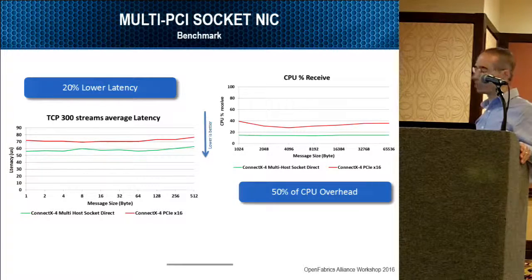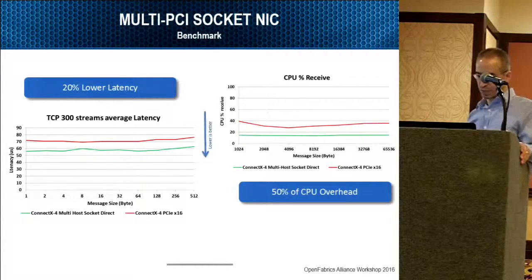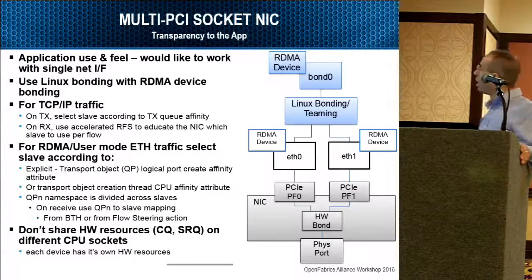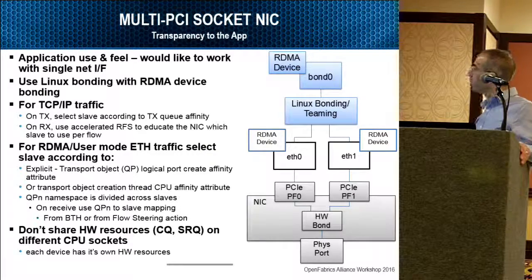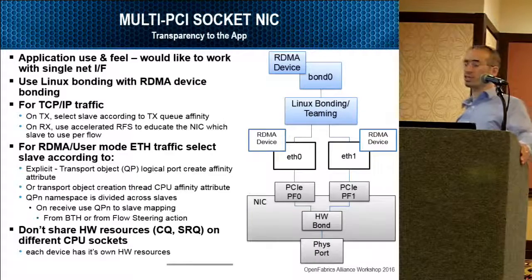And in terms of CPU utilization, we can see a very nice improvement as well. Basically a 50% CPU overhead drop. So in this slide, I show how we can use the Linux bonding model and the technology we built with the RDMA device on top to support such a configuration seamlessly.